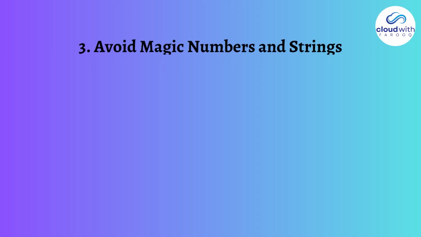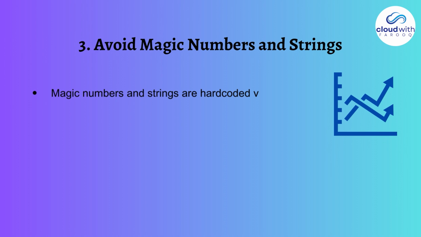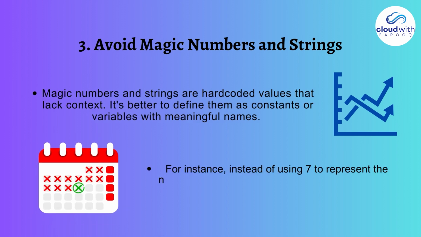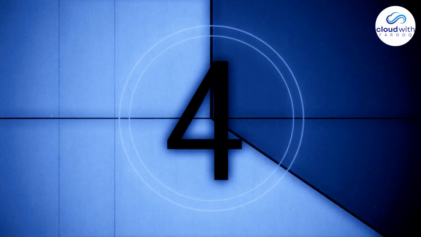Number 3. Avoid magic numbers and strings. Magic numbers and strings are hard-coded values that lack context. It's better to define them as constants or variables with meaningful names. For instance, instead of using 7 to represent the number of days in a week, create a constant called DAYS_IN_A_WEEK.